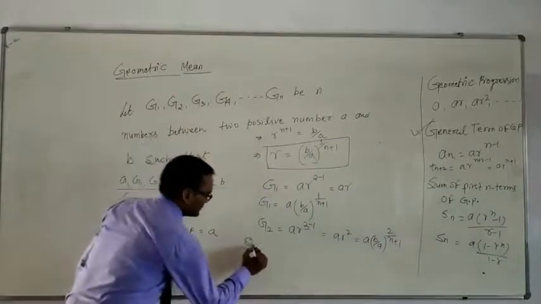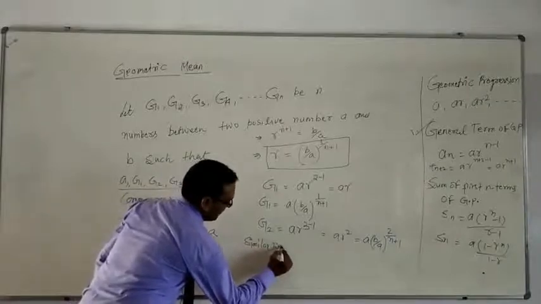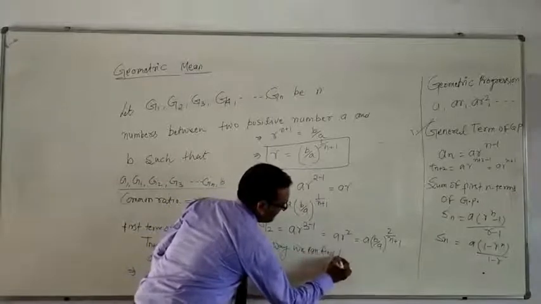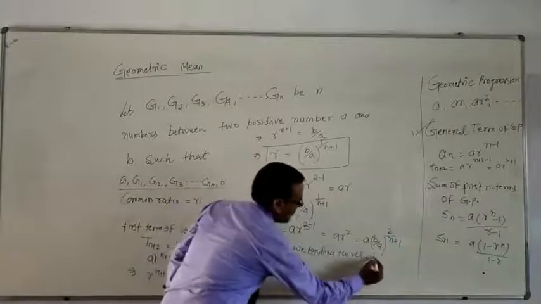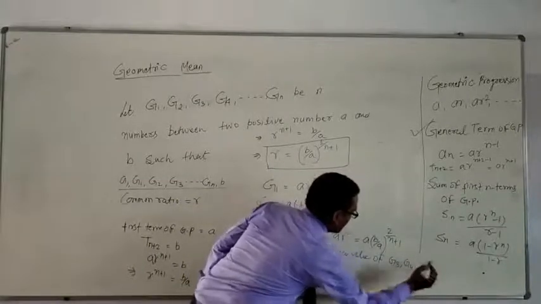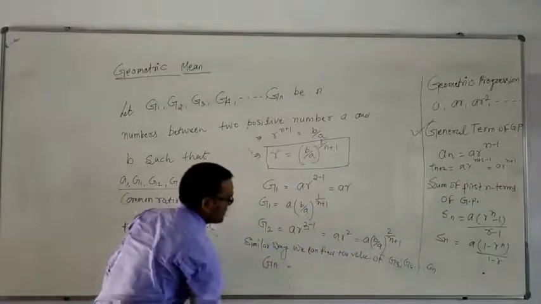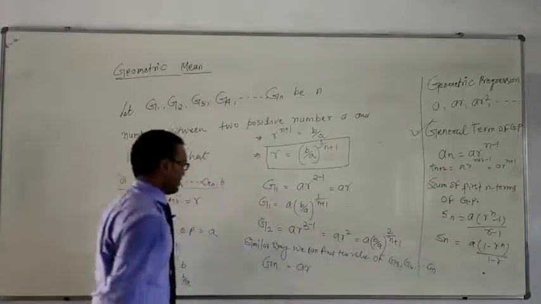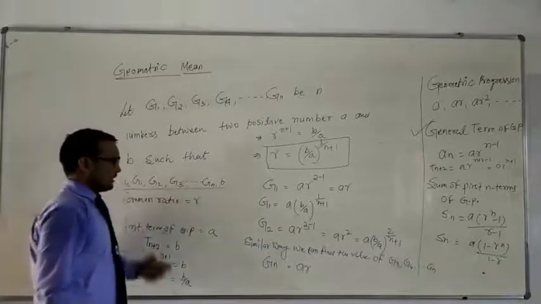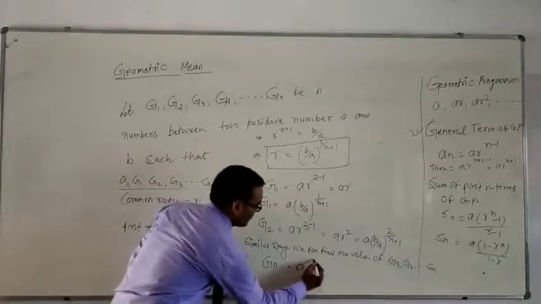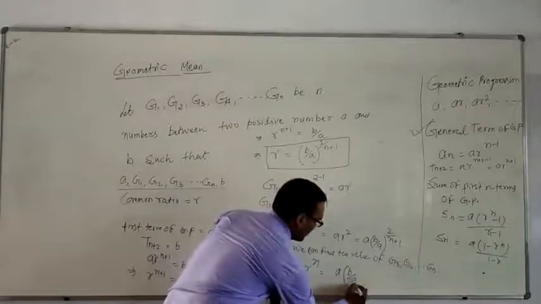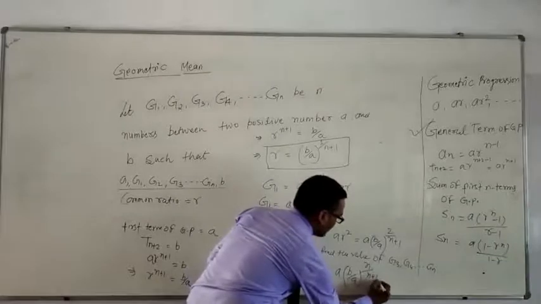Similarly, we can find the value of G3, G4, and so on up to Gn. Here Gn is the n plus 1 term of this GP, then Gn equals A r to the power n. This equals A times (B upon A) to the power n upon n plus 1.